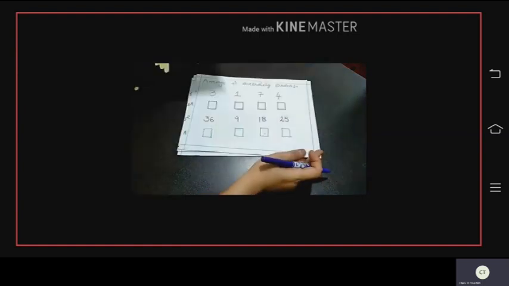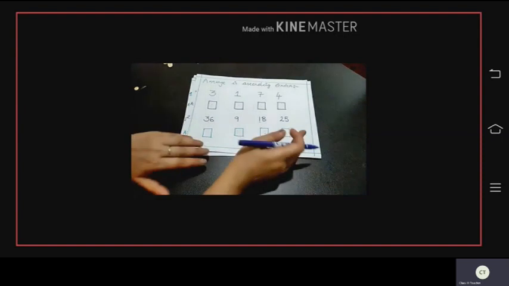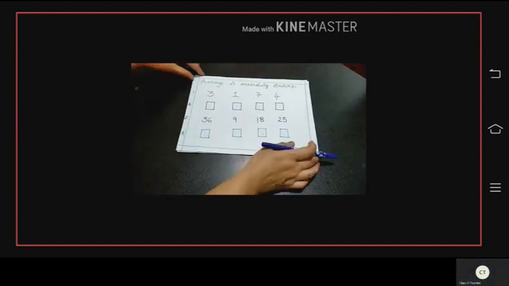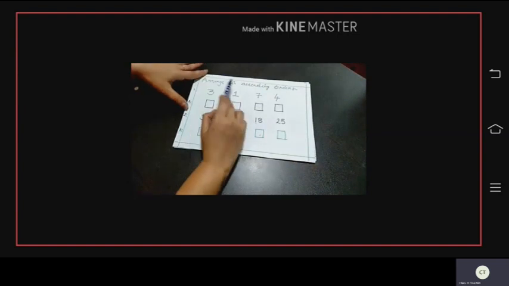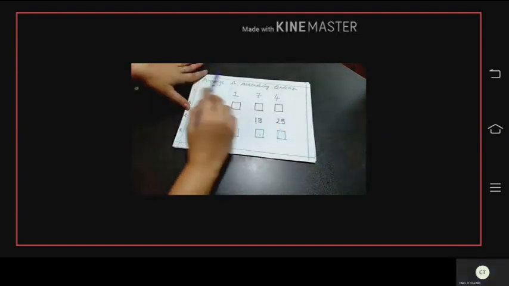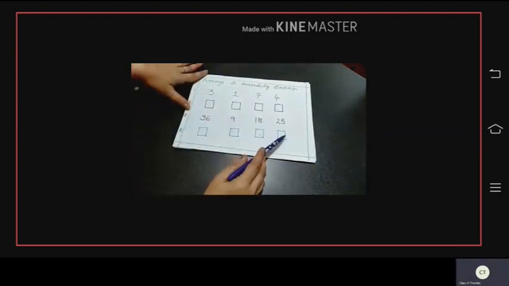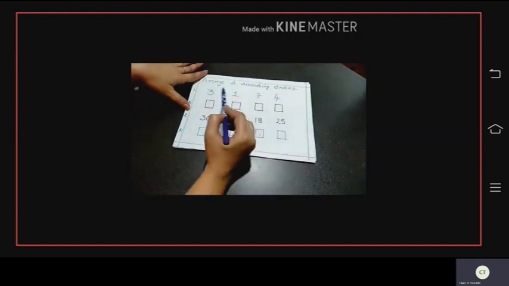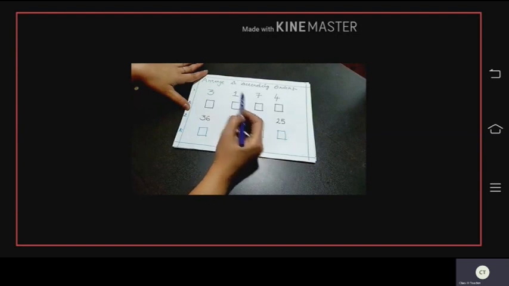Can we do some number examples? Are you ready? Read the question. Arrange in ascending order. So we have to arrange in ascending order. Ascending order means we have to start with the smallest number. Okay, children. First we have to write the smallest number.